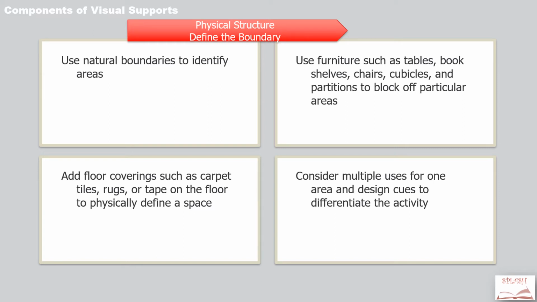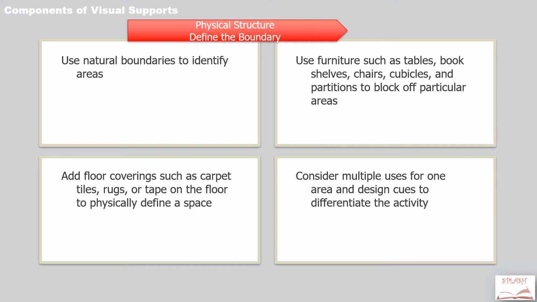Once you've determined the key areas you want to create in the classroom, you'll need to consider the materials you have available or will need to design the space. To segment the classroom into meaningful parts for each activity, begin by using the natural boundaries of the space and then arrange the furniture to block off specific areas. Tables, bookshelves, cubicles, and partitions can be used to divide or segment the space. Floor coverings such as carpet tile, rugs, or even tape on the floor may be added to help further define each area.